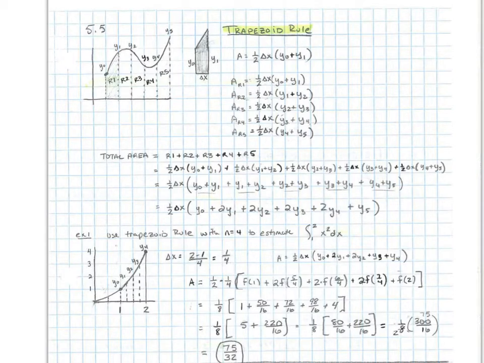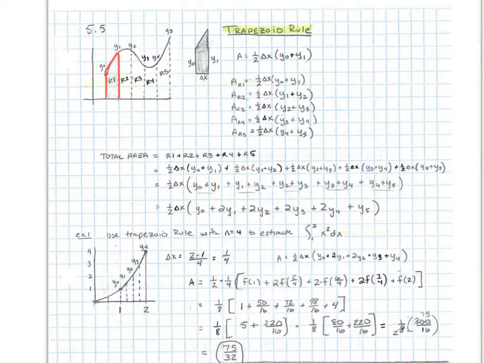If we were to have used LRAM, we might have broken it up like this and used a bunch of rectangles. We can see that's not that accurate. We're going to have lots of space that's not accounted for. With the trapezoid rule, you'll see that we will have a much more accurate estimation.